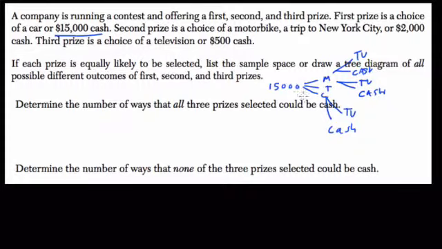So you can get $15,000, and then on the second step, you can put cash, and then cash again. So that's one way. Another way is here, and another way is there. So there are 3 different ways to pick cash here. Next, the number of ways that none of these 3 prizes selected could be cash. Well, if there are 3 where there could be cash, then there should be 3 that are not. And there's TV, TV, TV. There are 1/2 of the total each.